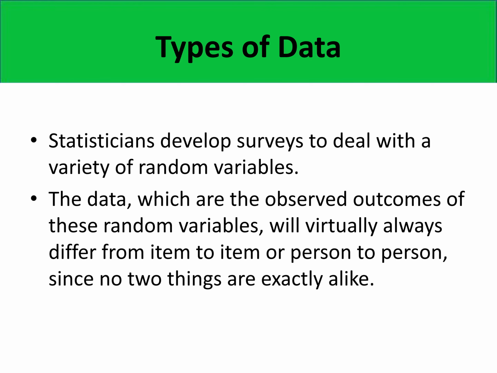There are different types of data. That's why statisticians develop surveys to deal with a variety of random variables. Now, these variables may yield categorical or numerical values. The data, which are the observed outcomes of these random variables, will virtually always differ from item to item or person to person, since no two things are exactly alike.